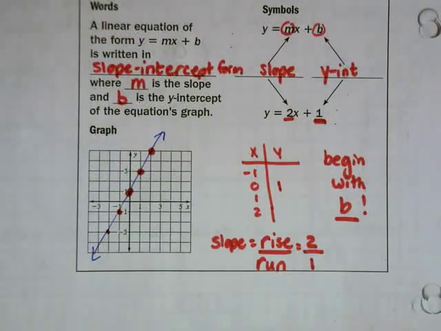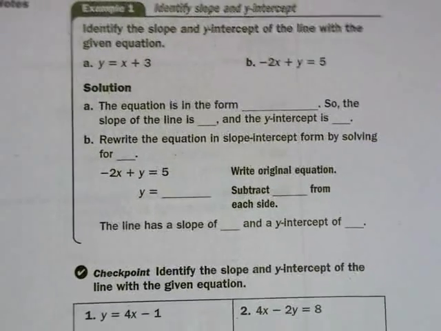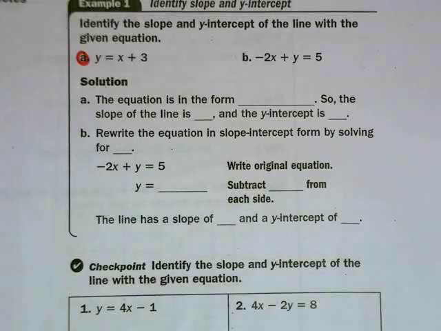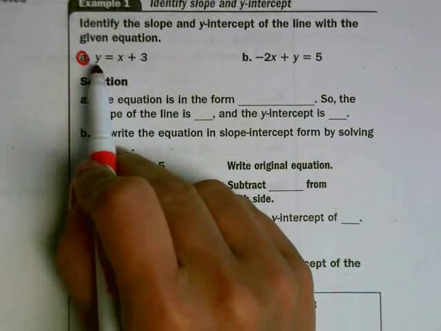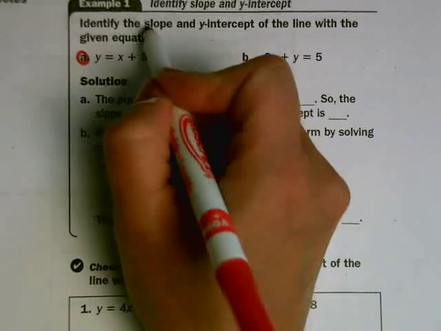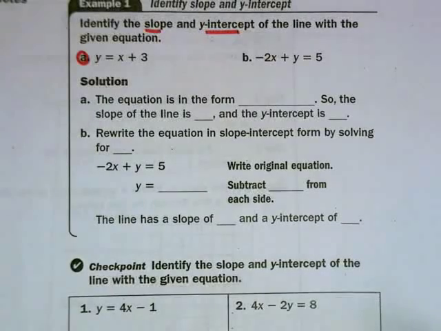Okay, we are going to look at the next page and just do a little bit of practice just identifying the slope and y-intercept of the line. This is going to be super quick. Let's just look at A. This is page 29. Here is the equation, y equals x plus 3. And we want to know what is the slope and what is the y-intercept of that line.